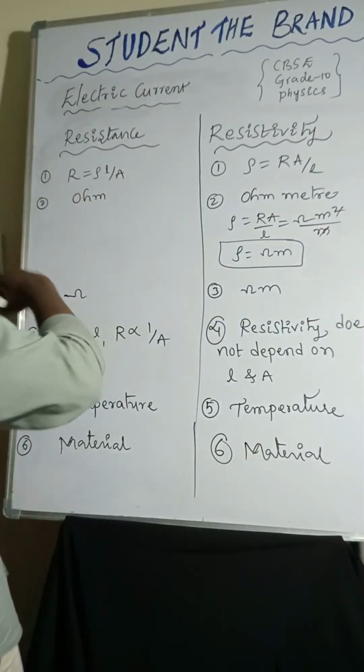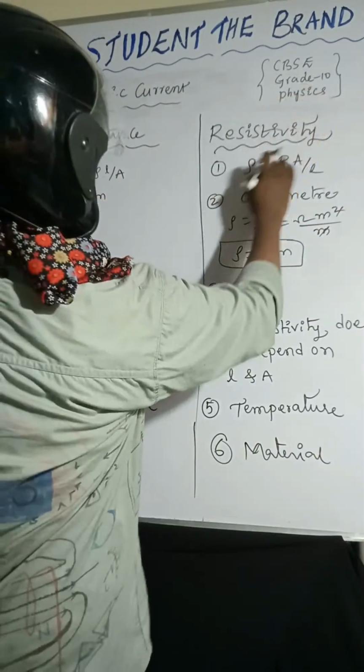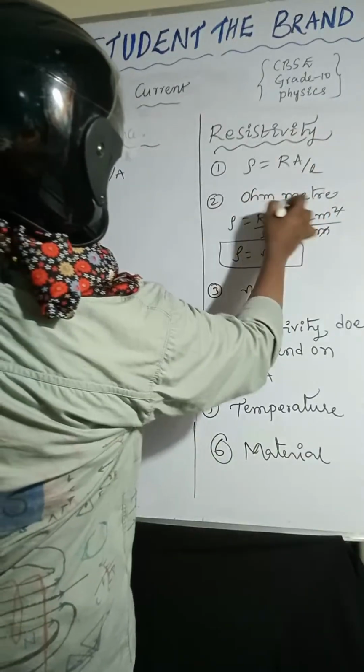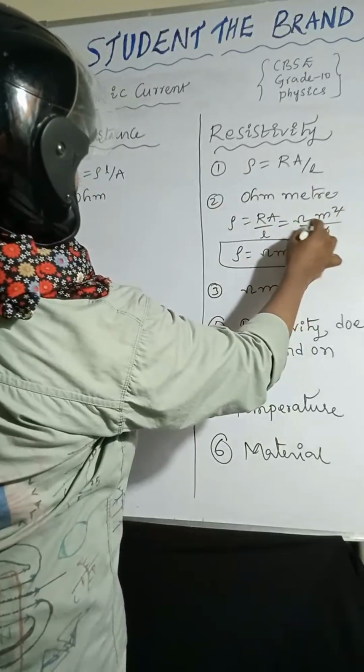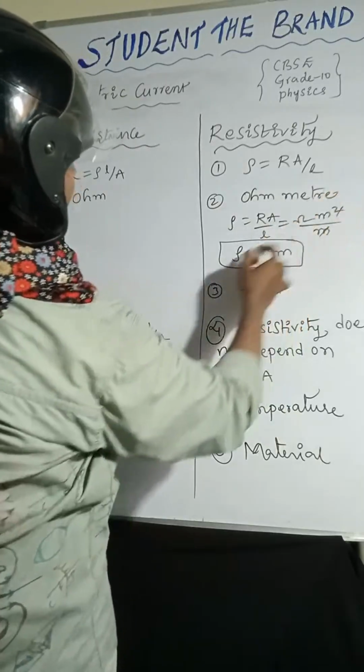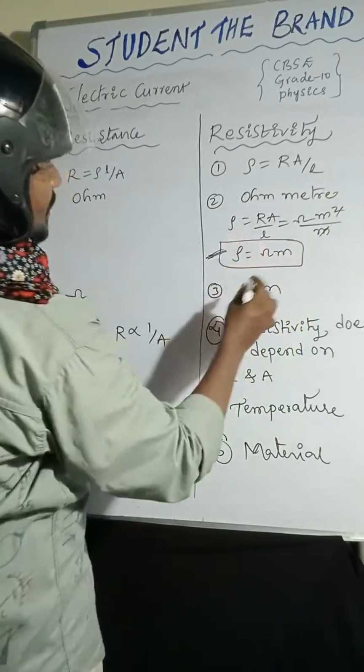The SI unit of resistance is ohm. Resistivity is rho equals RA by L. The SI unit of resistivity is ohm meter. Rho equals RA by L, so ohm meter square by meter. Meter gets cancelled. So this is very important.